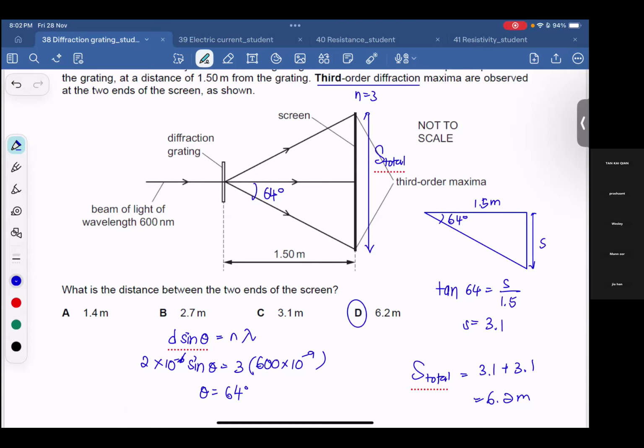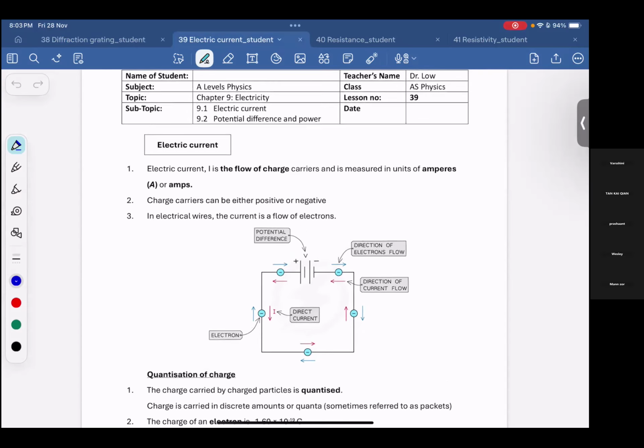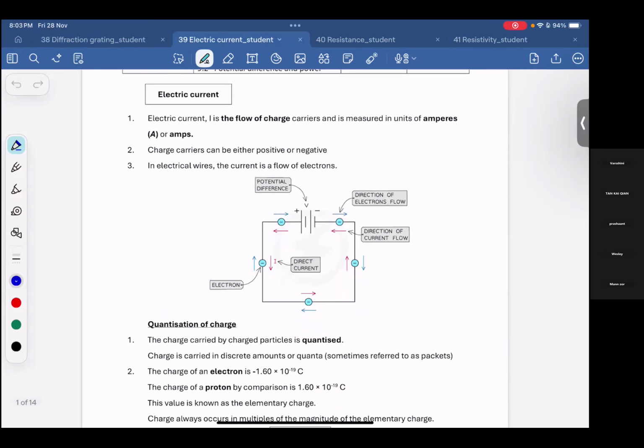Prasan? Jahan? Kaichen? If okay, then we go to lesson 39. Okay, we're going to the electricity chapter. Chapter 9. Chapter 9 is a short chapter. And a lot of the ideas we actually learned before.